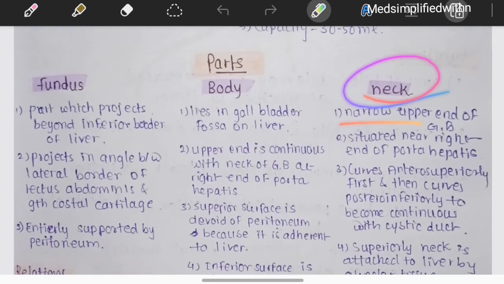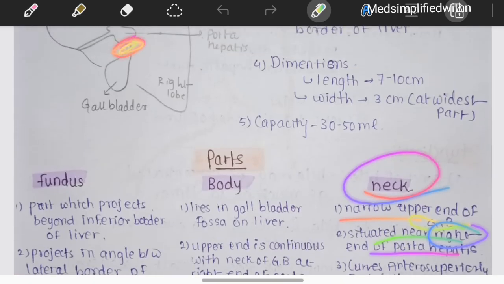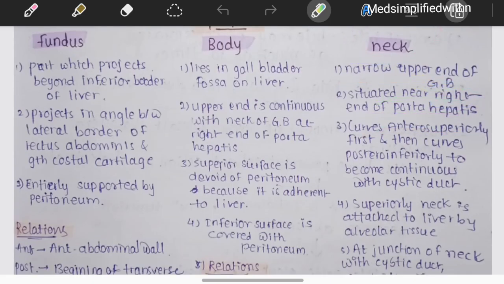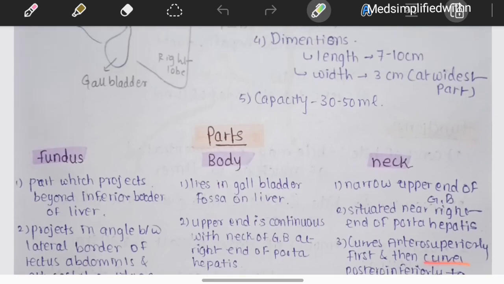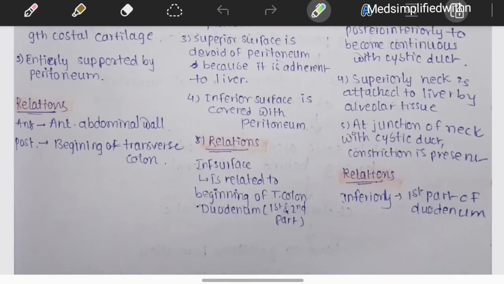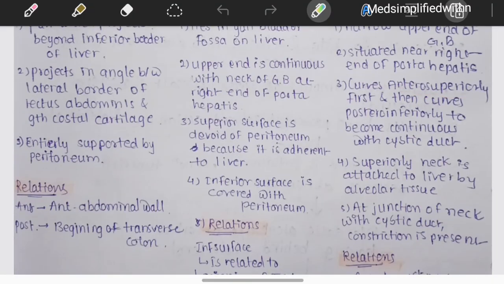Then the neck: the narrow upper end of the gallbladder situated near the right end of the porta hepatis. It curves anterior-superiorly first, and then curves posterior-inferiorly to become continuous with the cystic duct. It is in 3D, so you can understand it this way: anterior-superiorly first, and then posterior-inferiorly at the back side to become continuous with the cystic duct.